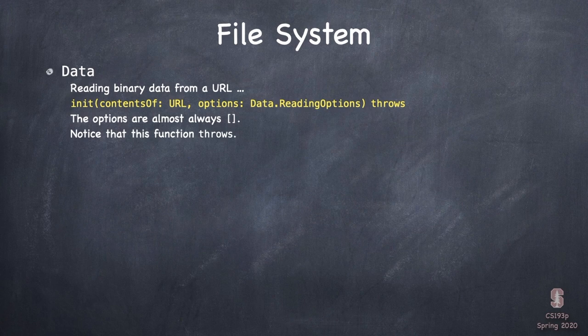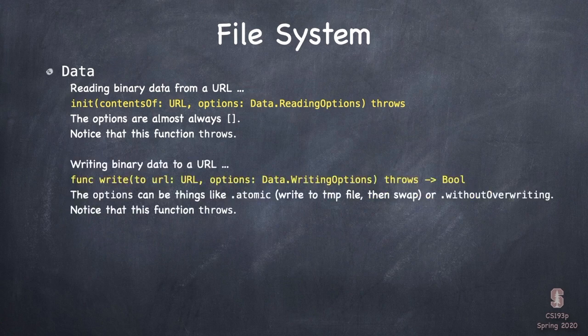Data is how we actually put the data out on the file system. And you already know how to read data from the internet using Data's contentsOf URL. You can do the same thing with a file URL. So that's how you read files off your disk, out of your file system, is with Data. And it's the same thing with writing. There's a write to URL, and you just send it to a Data, and it puts the contents of itself into that URL in the file system.